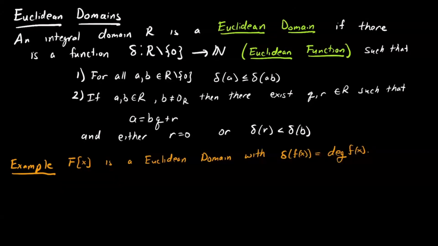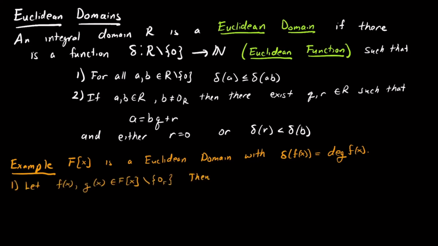Okay, so another example of a Euclidean domain is the ring of polynomials F[x], where F is a field. And what I'm going to do is say delta of a non-zero polynomial is just the degree of my polynomial. Okay, so we've already shown that condition 2 holds, right? That's just our division algorithm from F[x]. We did that in an earlier video. So let's check that condition 1 holds. And we've already kind of done this too, but let's double check it.